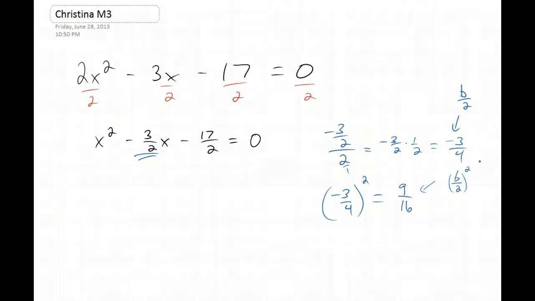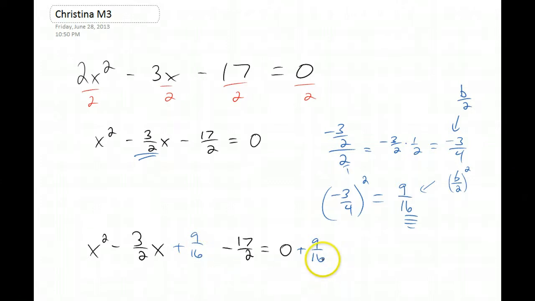You take that number, that b over 2 squared, and we're just going to add it to both sides of this equation. We're going to copy down this equation pretty much the same as it was before. I'm going to leave a little bit of space. And we're going to add it to both sides of the equation. So we're going to do plus 9 over 16 and plus 9 over 16. Of course, if you add something to one side of the equation, you have to add it to the other side. So that's why we do it to both sides.